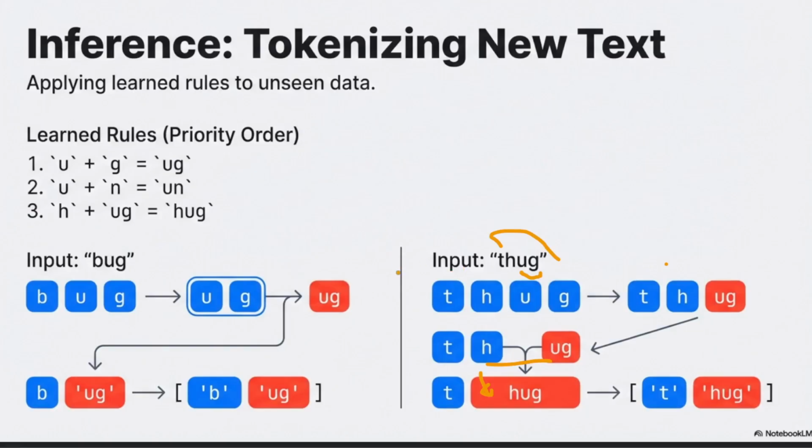So this is the power of the BPE. It can represent an unknown word by combining known subwords. So it doesn't know what this word is, but it can know these two subwords by merging.